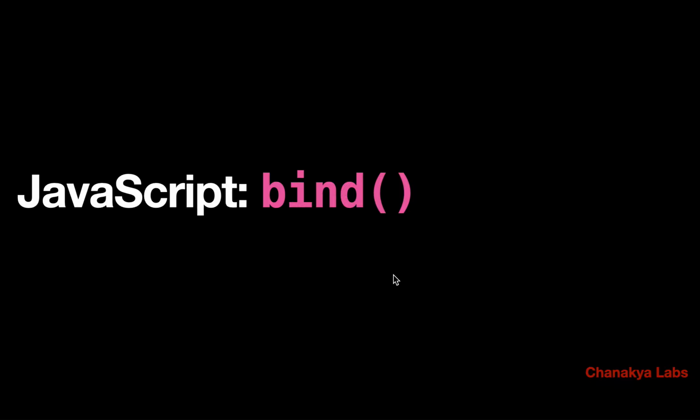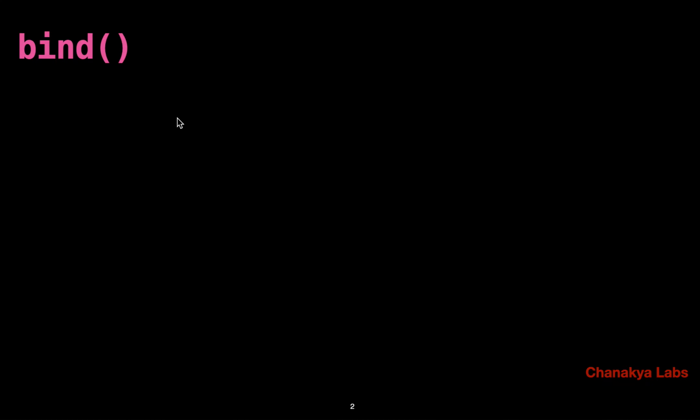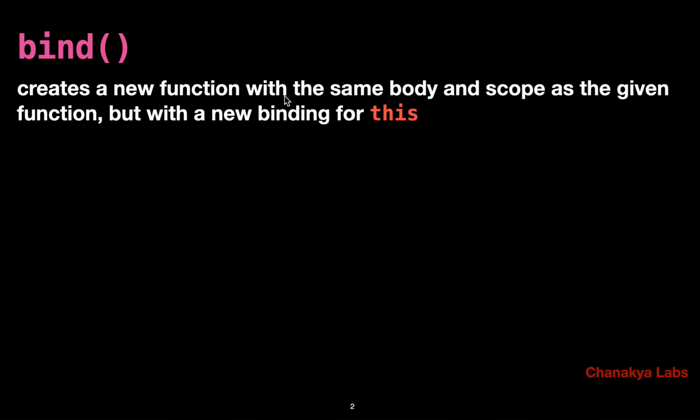Okay, so in this video we are going to have a look at the bind function in JavaScript. In JavaScript we have a bind function which is used to create a new function from a given function with the same body and scope as the given function, but a new binding for this. Essentially the bind function is used to change the binding of the this variable, and it can bind arguments also, but that we'll see next. Right now let's just focus on the new binding of this.